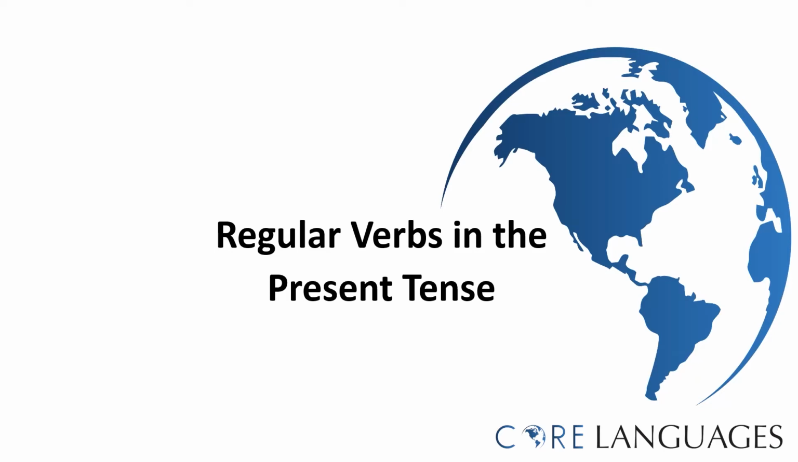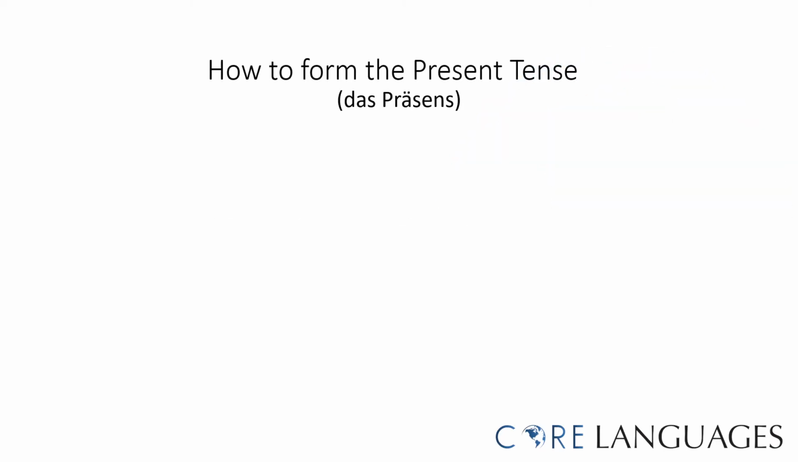Regular verbs in the present tense. Before we learn how to conjugate verbs in the present tense, or das Präsens, we need to understand what infinitive verbs look like in German. Infinitive means the verb has not been conjugated and is not attached to any subject or tense. For example, kochen, to cook. An infinitive verb in English has the word "to" in front of it, to cook. An infinitive verb in German has the verb ending en.